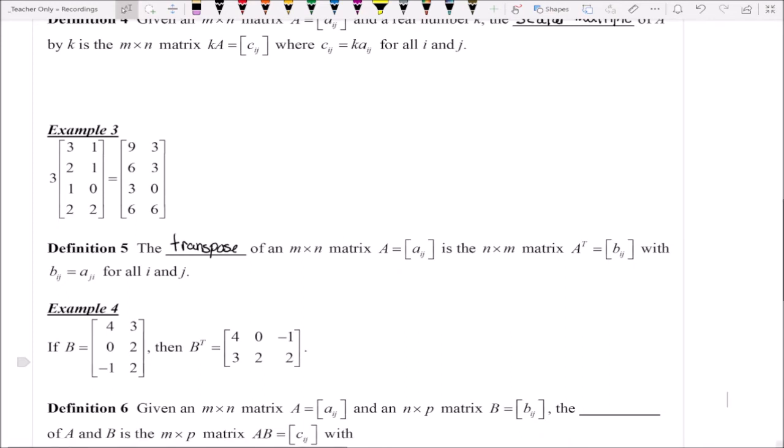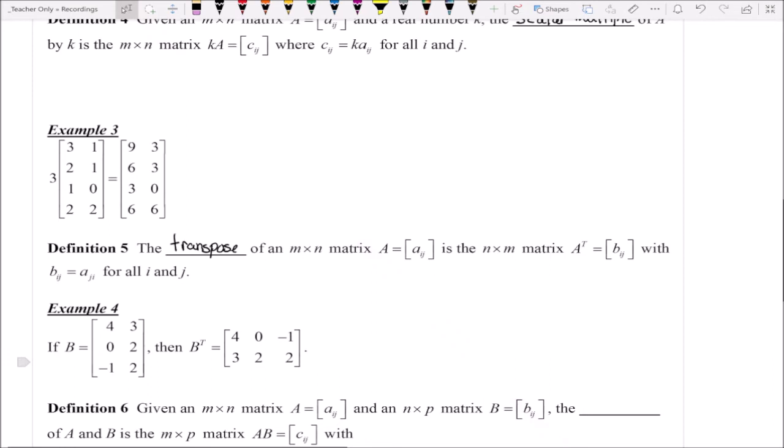For example, here we're given a 3 by 2 matrix, 4, 3, 0, 2, negative 1, 2. The transpose of this, B transpose, would be 2 by 3, where each row becomes a column. So the first column of B transpose would be 4, 3. The second column would be 0, 2. The third column would be negative 1, 2.